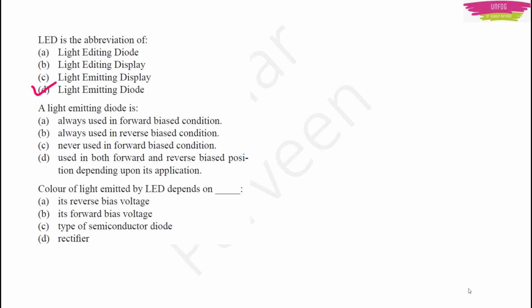So when we know the right answer, we don't go to see all the options also, right? Now we know that it is always used in forward bias. It will not work in reverse bias. In reverse bias, it will not give you light. So option A will be the right answer. Next question: color of light emitted by LED depends on. It depends on the type of semiconductor diode used to make that LED. Okay.